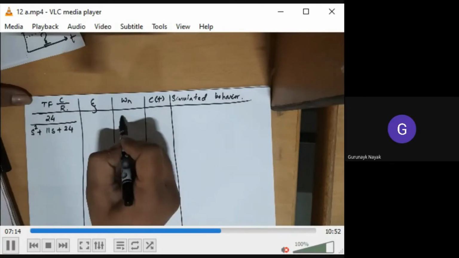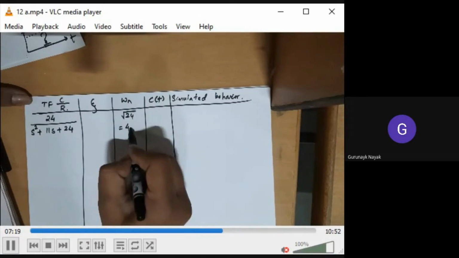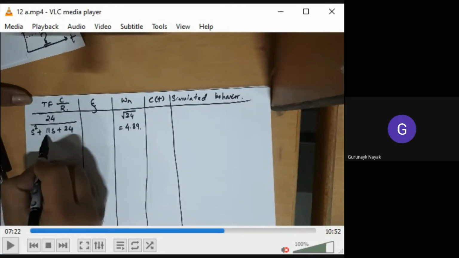Can anyone tell me zeta now? So omega n, is it 4.89? Everyone getting? If anybody is not getting, or if you're getting some different answer, clarify now itself. So omega n is square root of 24. Then what is zeta? To find zeta, when we compare with the standard second order transfer function, in the place of 2 zeta omega n, we have a constant 11. I hope everyone is following this. We don't have zeta directly, but we have 2 zeta omega n. So anybody can get the value of zeta by rearranging the terms, which is 11 divided by 2 omega n. So it is 1.124.